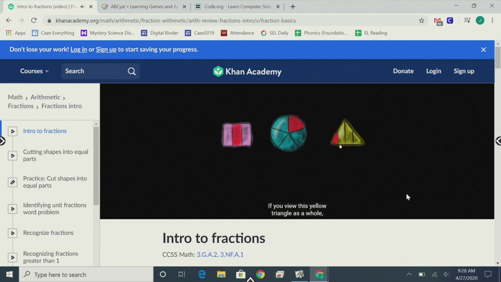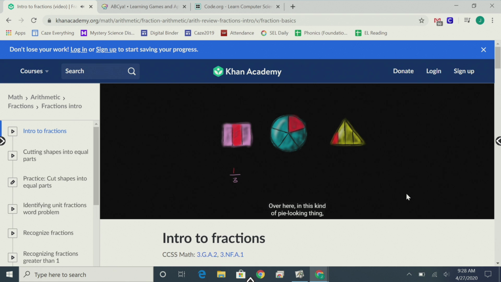If you view this yellow triangle as a whole, what fraction does this red part represent? I encourage you to pause the video now. Well, let's look at each of these. For this rectangle, we have 3 equal parts, and we've shaded in one of them. So this red rectangle represents 1/3 of the whole.